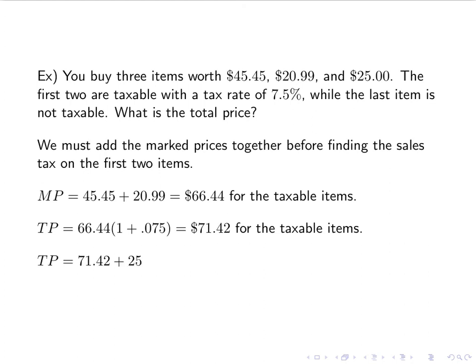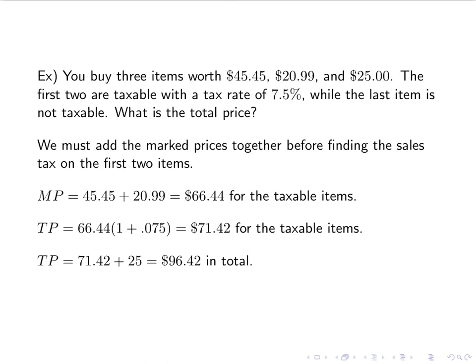The total price is going to be the total price for the first 2 plus the 25 from the third item. Remember, there is no tax, so the marked price is the total price for that third item. When I add them up, I get $96.42. Okay.